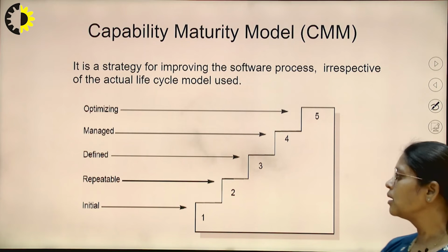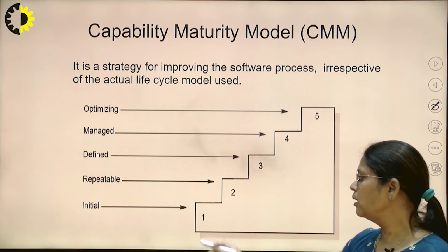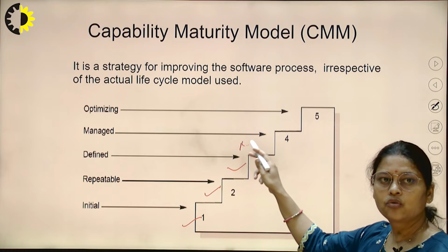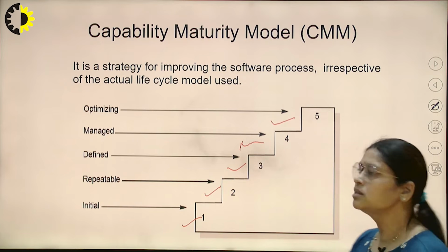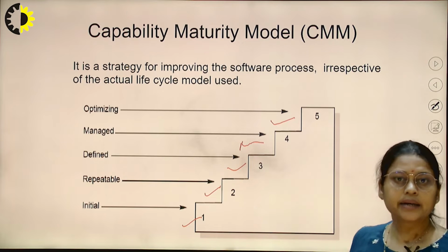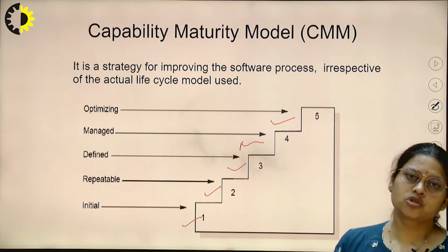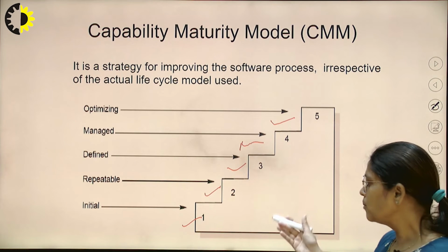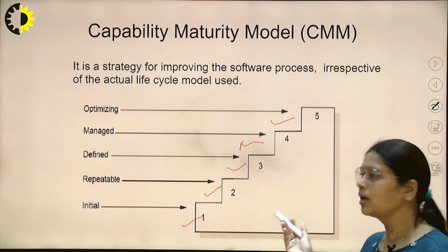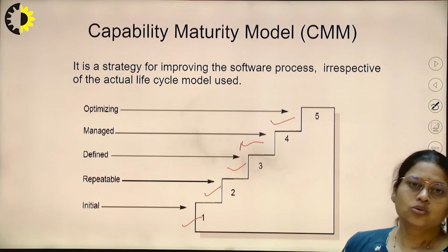So these are the 5 levels of the Capability Maturity Model: first initial, second repeatable, third defined, fourth managed and fifth optimizing. These levels are categorized as per the maturity level and working procedure of the company. As per their working culture, that particular level is assigned to that company.